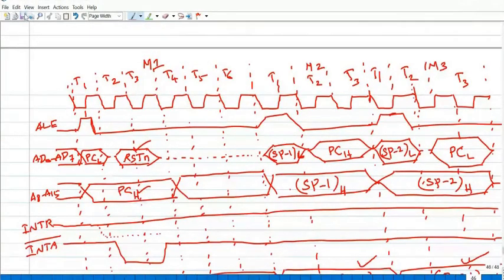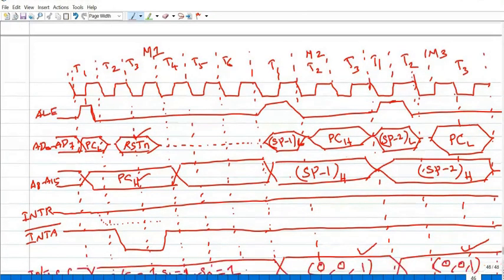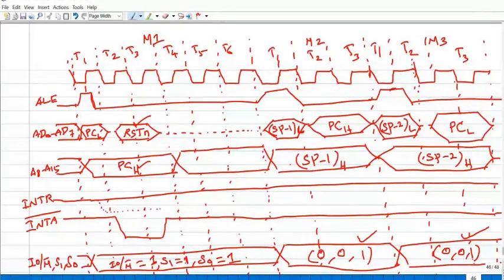So that's why I kept the timing diagram for the INTA signal at last. Because once you understand the concept of interrupts, it is easier for the students to draw the timing diagram for the INTA acknowledgement machine cycle along with the RST instruction. Okay. So shall we move to the next one?